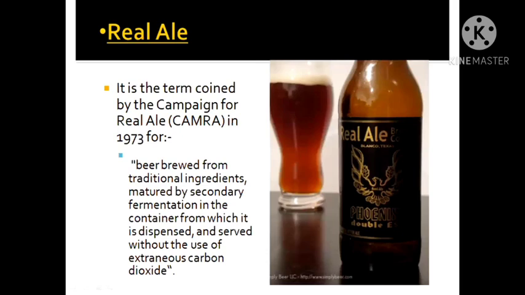So just go one by one individually. What is a real ale? As you can see, the symbol of the beer is also shown with a glass of beer. It is a term coined by the Campaign for Real Ale in 1973 for beer brewed from traditional ingredients, matured by secondary fermentation in the container from which it is dispensed and served without the use of extraneous carbon dioxide. So real ale was basically served without CO2.